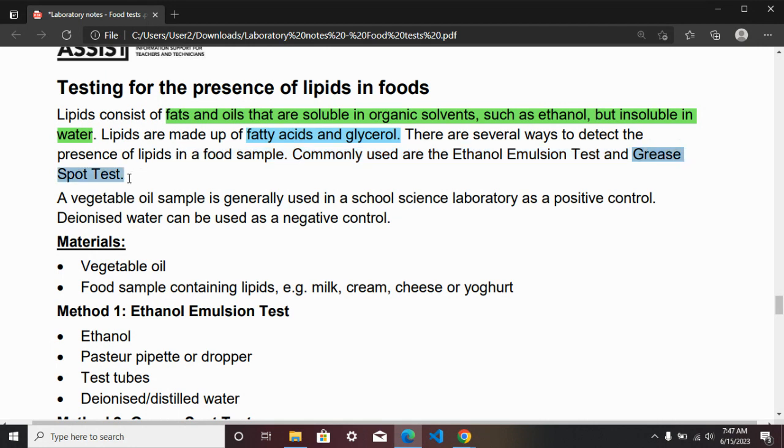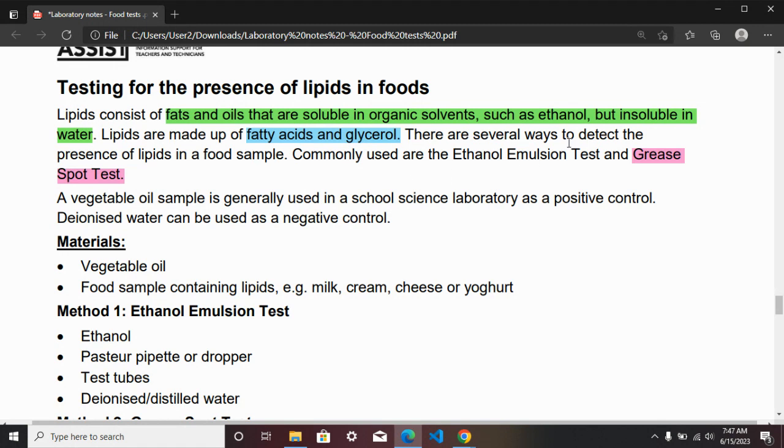Actually, this grease spot test, you can even do it at home. It's a simple test. You take a drop of oil and put it on a very bright paper and put that paper near a candle. When you see that where you put the oil drop is more transparent, then you will say that lipids are present in that mixture that you put on the paper.